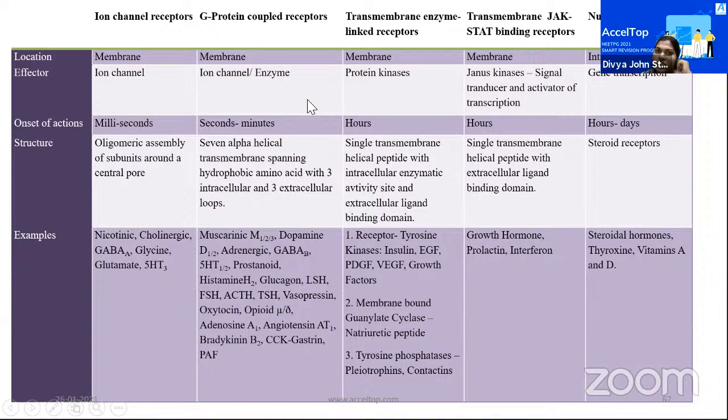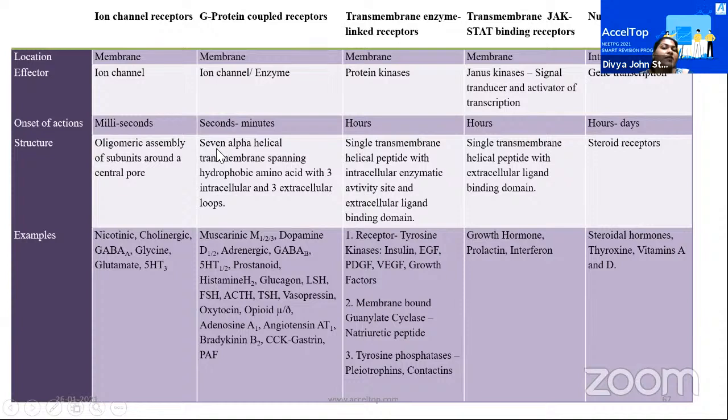Okay. Then you have GPCR receptors. So extensive area of research has been done in GPCR. So GPCR receptors are again membrane-bound receptors. They can activate a secondary messenger system, which can be an ion channel or an enzyme. So they are categorized into GS, GI, G0, GQ, and so forth. And the action takes seconds to minutes, and the structure is characteristic.